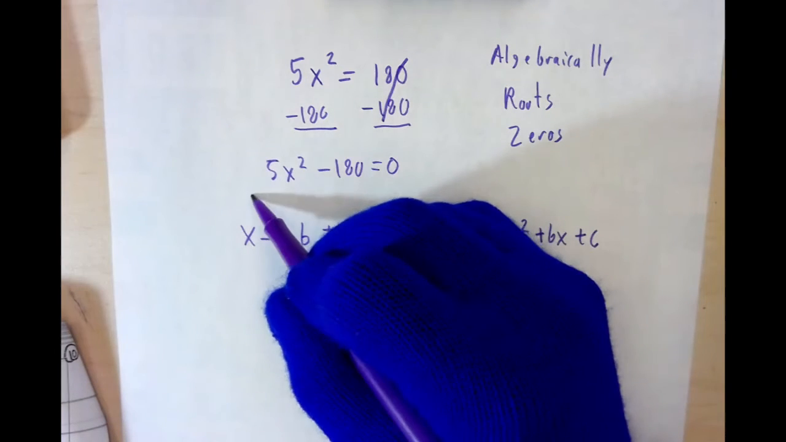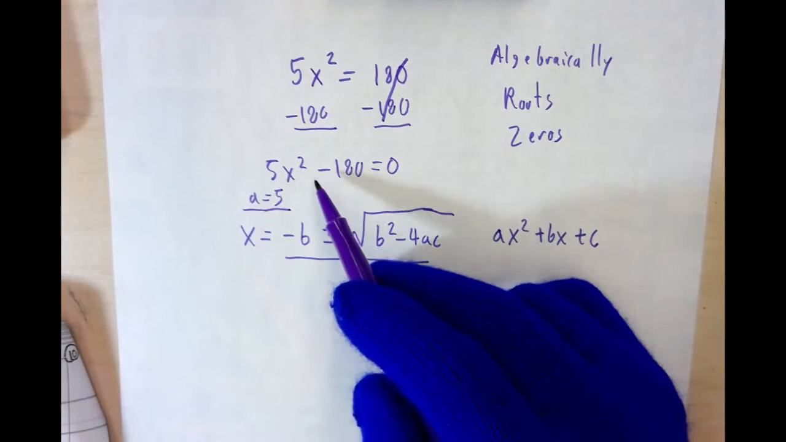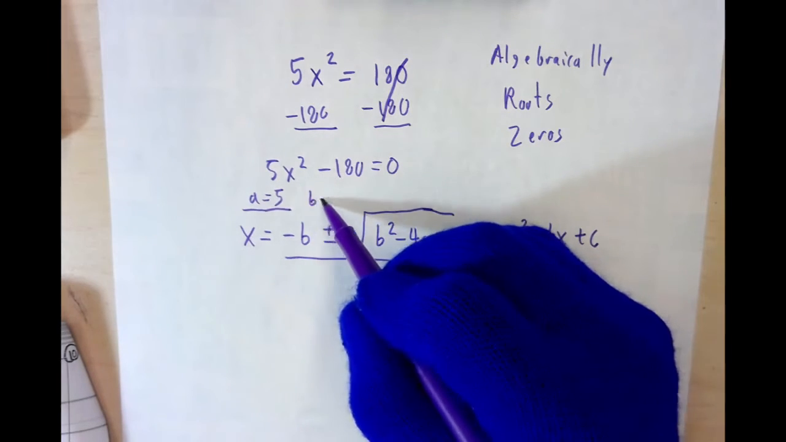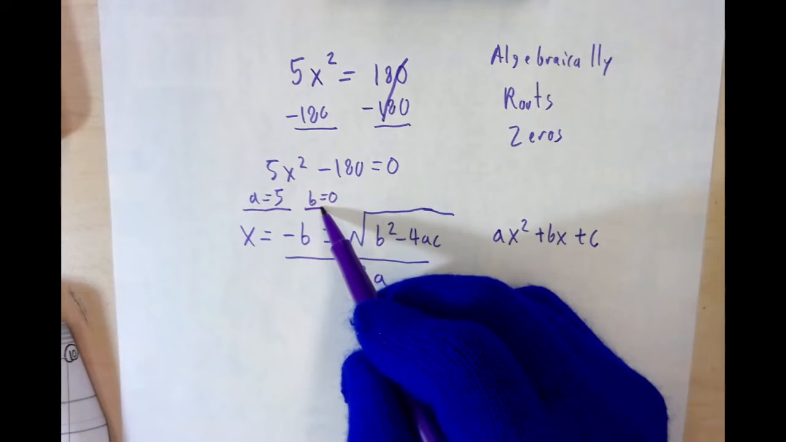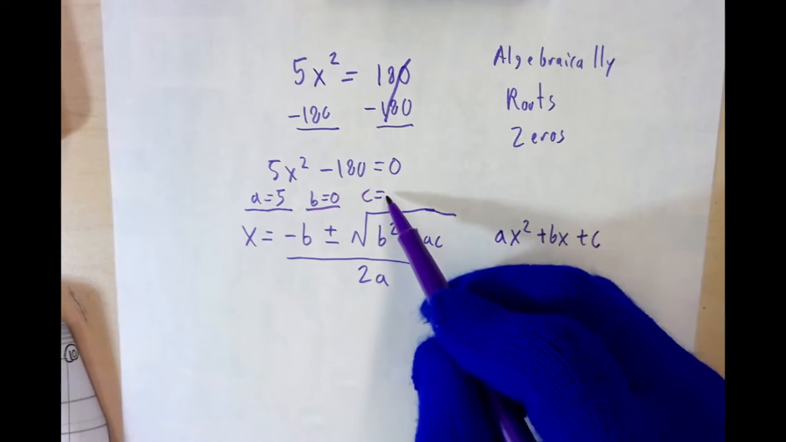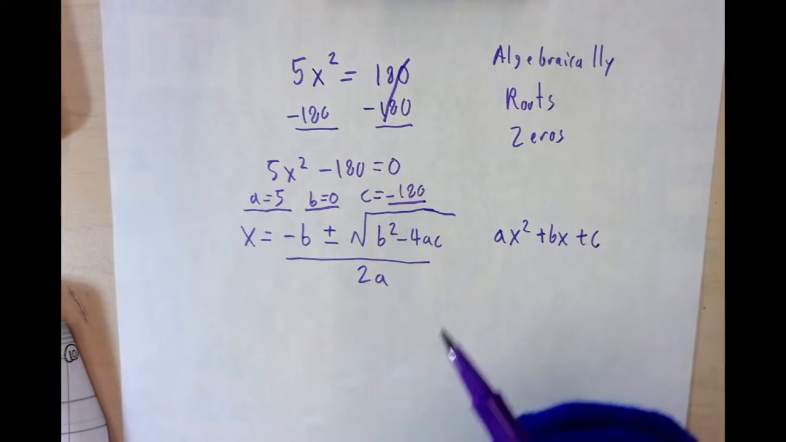In this case, a is going to equal 5. B, when there is none, b is going to be equal to 0, because there's no x to the first power, so b is equal to 0. And then c equals negative 180. From here, all I have to do is plug in and simplify.